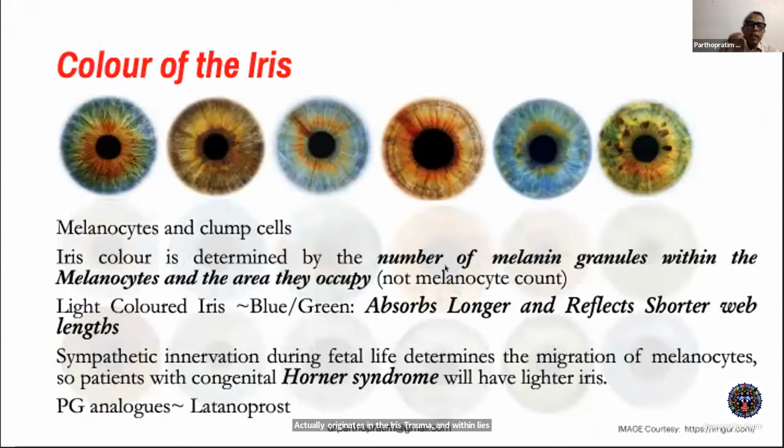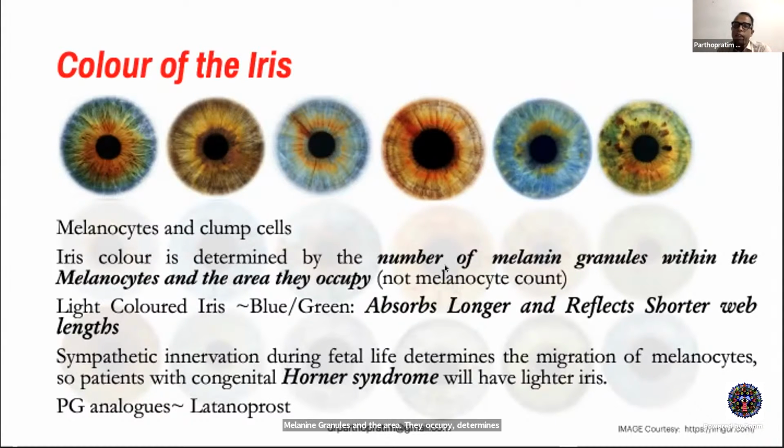So, as I said, there are a lot of pigments here. So the main pigmented cells are melanocytes and the clump cells. These are the two pigmented cells present in the iris. Now, iris color is determined by the number of melanin granules within the melanocytes and the area they occupy. You have to remember, it's not the melanocyte count. It is the number of melanin granules and the area they occupy that determines the color of the iris.